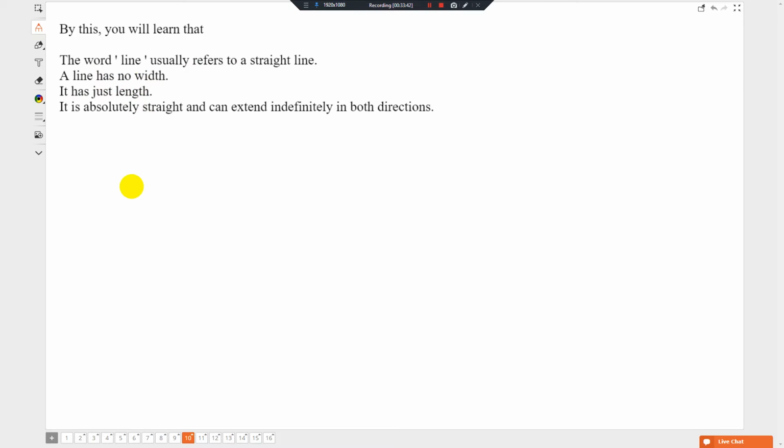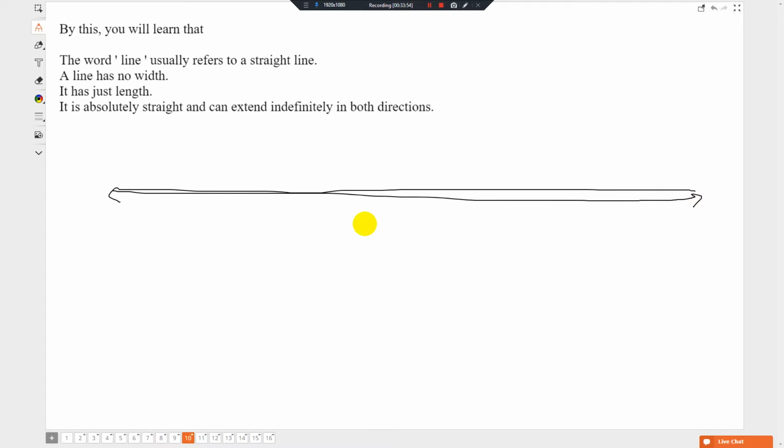A line has no width. This I forgot to say. This is a line, right? What is the length of this line? This is the length. Does it have breadth? No, it doesn't. It only has length. We can measure it, like it can be 20 centimeters. It is absolutely straight and can extend indefinitely in both directions. The arrows denote that it extends indefinitely.